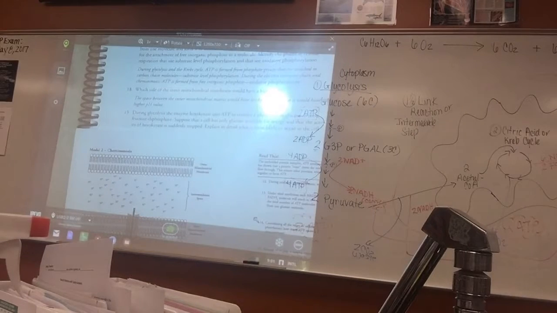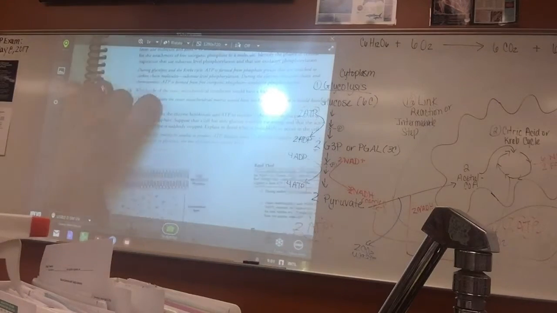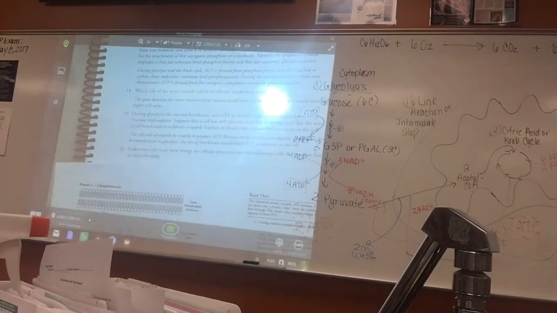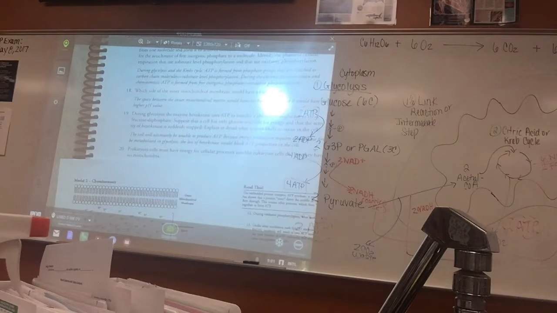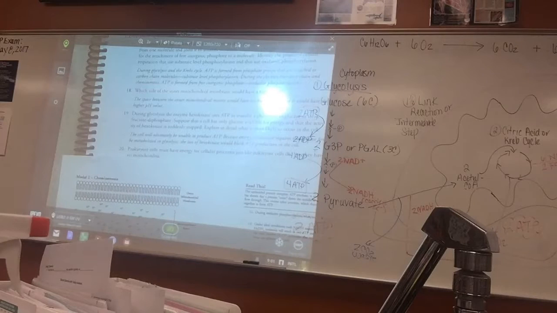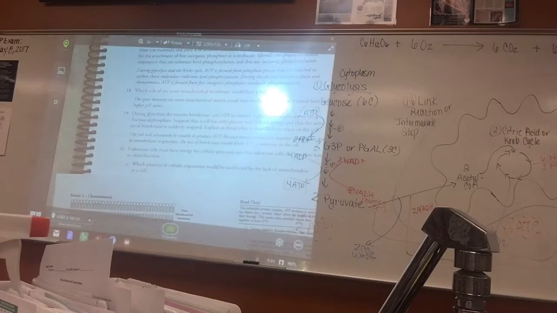Is this the last one, 20, or is there one more? 20 is two parts. So we have prokaryotic cells. They also need energy. They need to make ATP, yet they don't have any mitochondria. What's the only process that doesn't occur in the mitochondria? Glycolysis, right? So therefore, that's the answer to A.